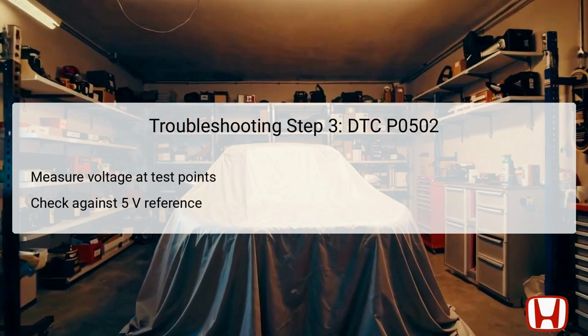For Step 3 in troubleshooting DTC P0502, one must measure the voltage between the established test points while the vehicle remains in the on mode. This involves checking the voltage between test point 1, corresponding to the CVT speed sensor 3P connector number 3, and test point 2, which connects to body ground. The expected voltage in this scenario should be approximately 5 volts. Achieving this voltage indicates that the electrical supply connecting to the CVT speed sensor is operational and functioning correctly.